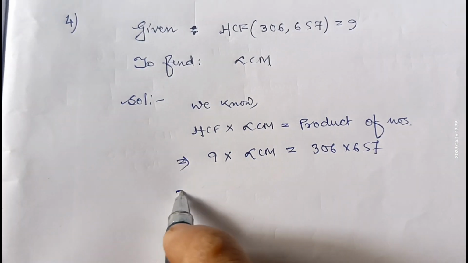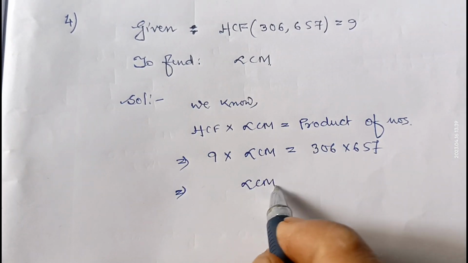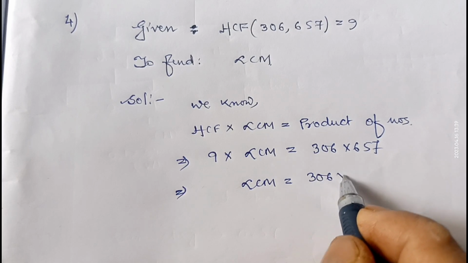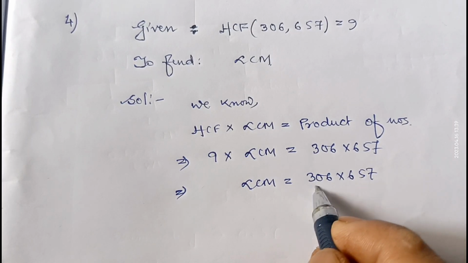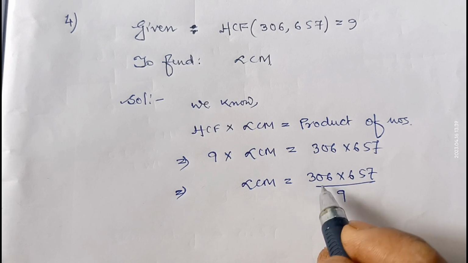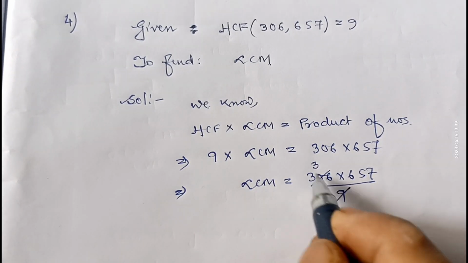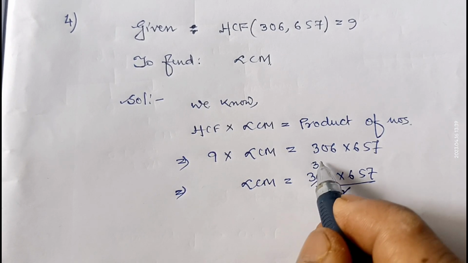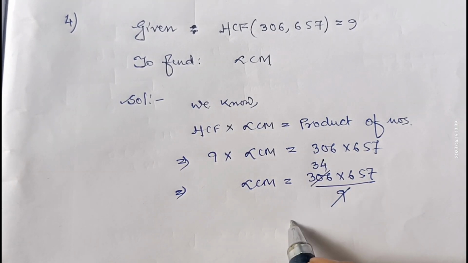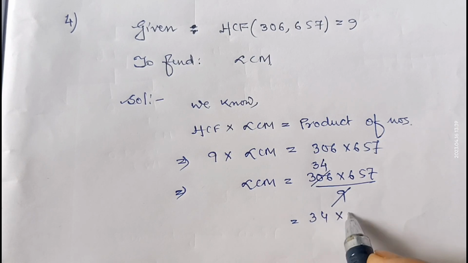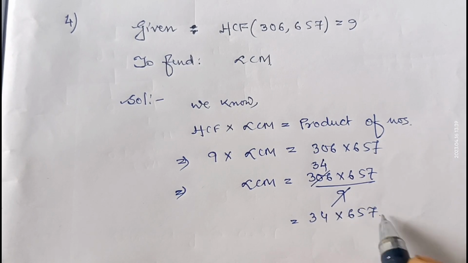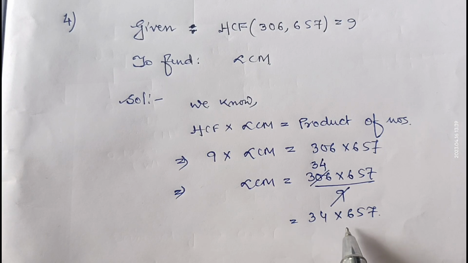So in the next line you can write LCM equals 306 into 657 divided by 9. Now this 306 can be cancelled by 9. 9 3s are 27. You are left with 36. 4 9s are 36. So you got 34 into 657. If I multiply 34 into 657, then I am going to get 22338, which is the required LCM.